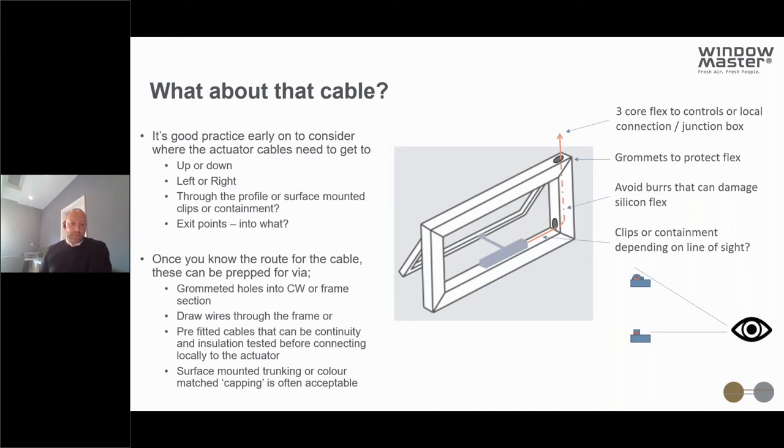Quite often, surface mounted trunking or colour match capping is acceptable if you've got a curtain walling system, or if your frame section allows, then grommeted holes and draw wires may be a possibility. You can see on the diagram on the right there, it's really important to consider protecting the flex. Silicone flexes, which are typically used with actuators, are highly pliable, which is good in one sense, but they're also relatively easy to damage if there's some nasty burrs there that you're trying to pull against.